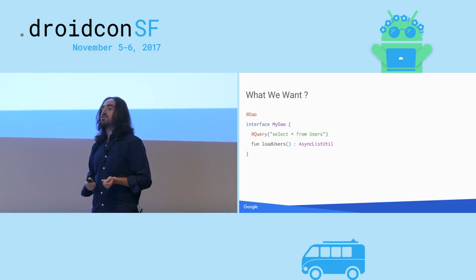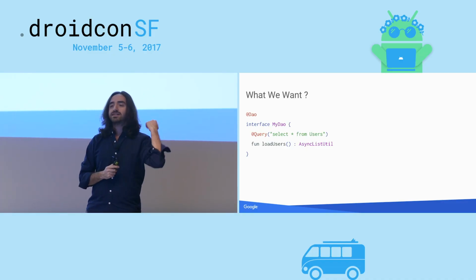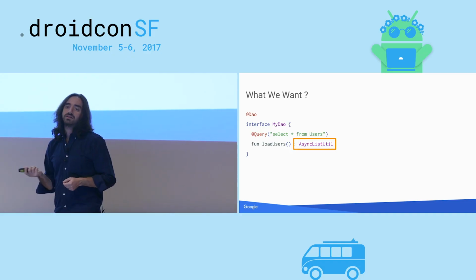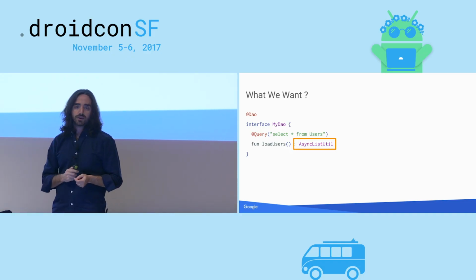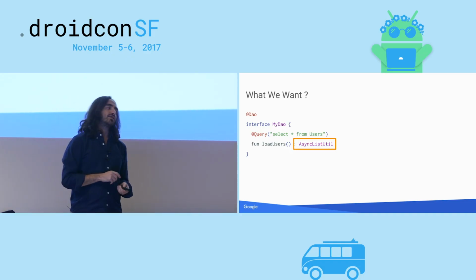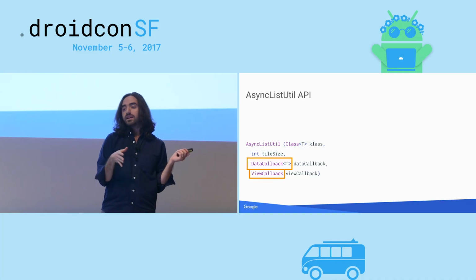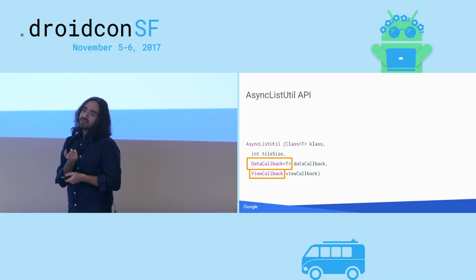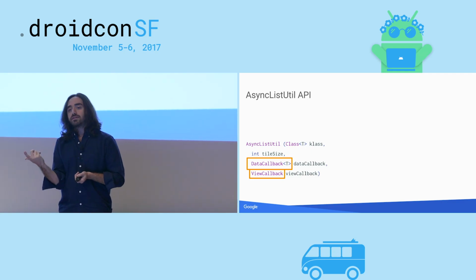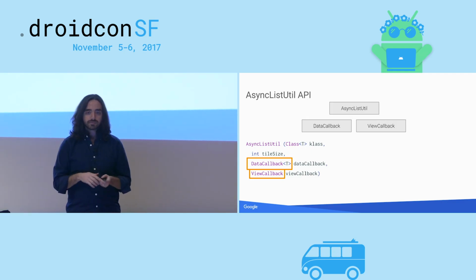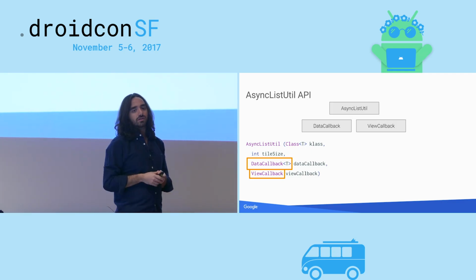So in our DAO, we can just say, give me an AsyncListUtil, the same way all other Room functionalities work. So I was looking at this, okay, how do I implement this? What do I need to construct an AsyncListUtil? There's two things: a data callback and also a view callback, which makes sense. This is what the overall class structure looks like.